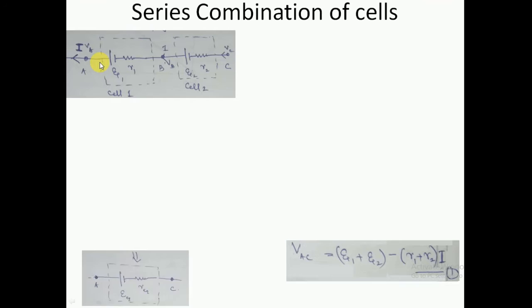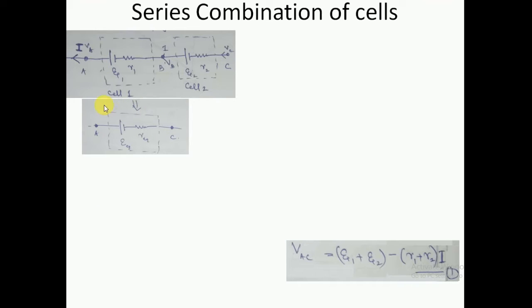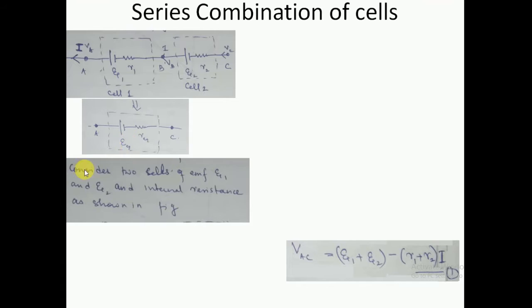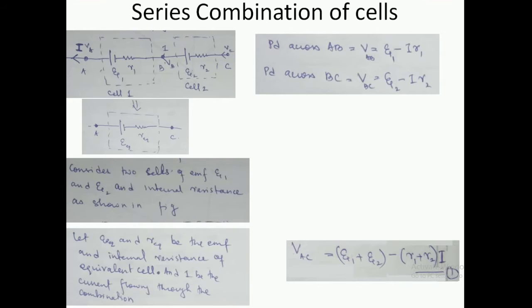I'll draw one more cell which I call the equivalent cell, in which the same current is flowing, and I have to find this E equivalent and R equivalent. So we are considering two cells having EMF E1 and E2 and internal resistances R1 and R2, and I have considered one more cell which is the equivalent cell.